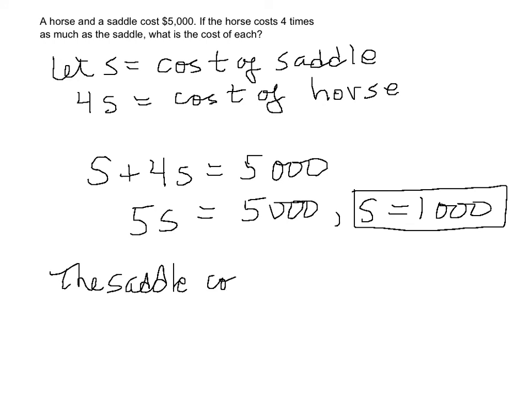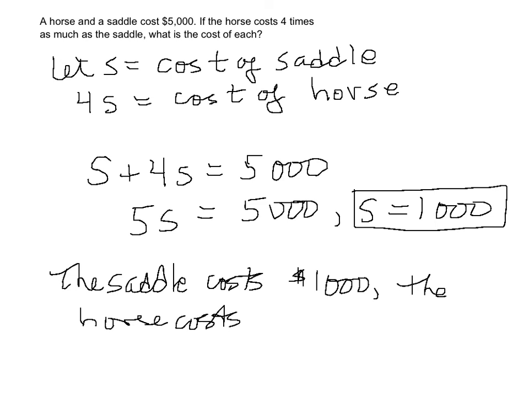The saddle costs $1,000 and the horse costs how much? 4S, $4,000. Combined they add up to 5,000.